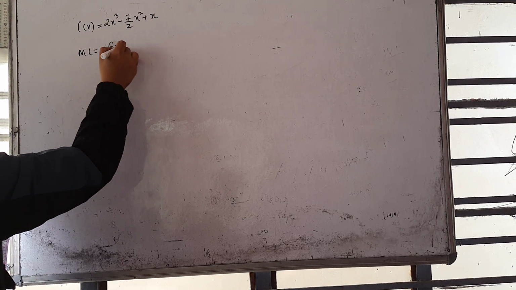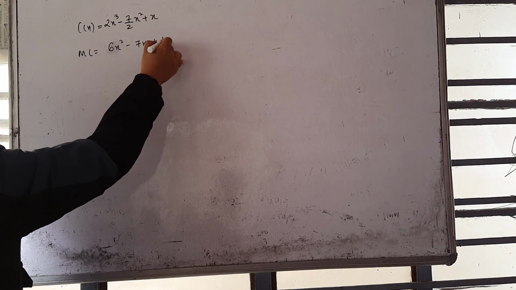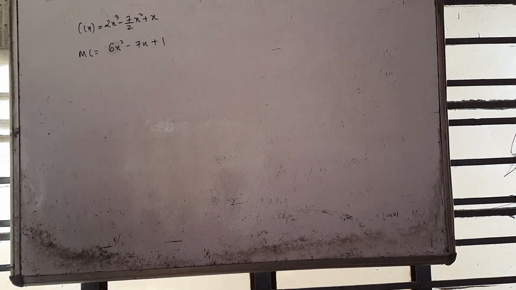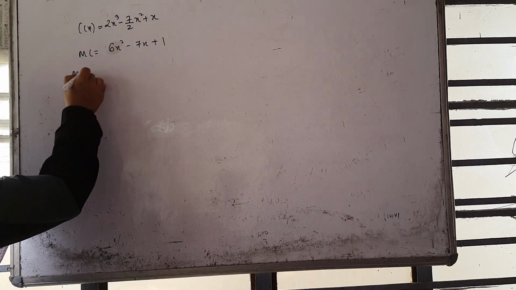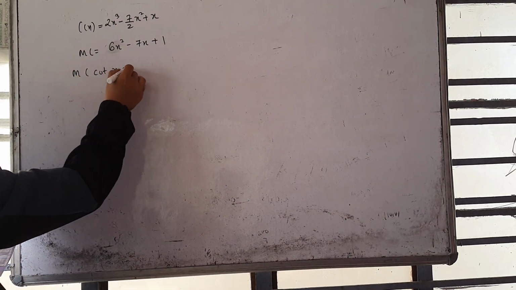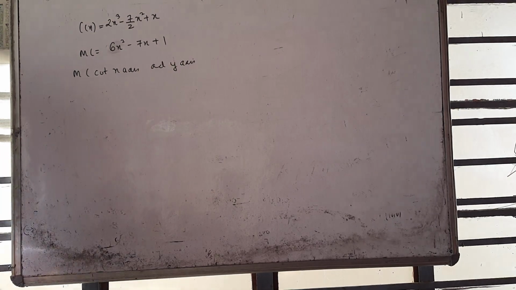3 2s are 6x² minus 7, 2 and 2 get cancelled, plus 1. Is it clear, everyone? Now, find the point where the marginal cost, this is important, cuts the x-axis and y-axis, everyone. Now, how do you do this, guys?